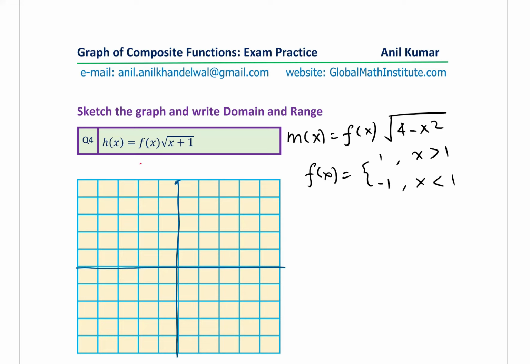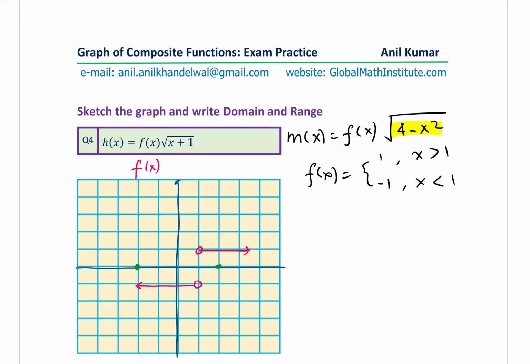For f of x, we have a hole at 1, which moves right, hole at 1 moves left. So that is f of x. Now how do you sketch the graph of square root of 4 minus x squared? Okay, square root of 4 minus x squared is a semicircle, with zeros at plus and minus 2. So that is the graph of square root of 4 minus x squared.